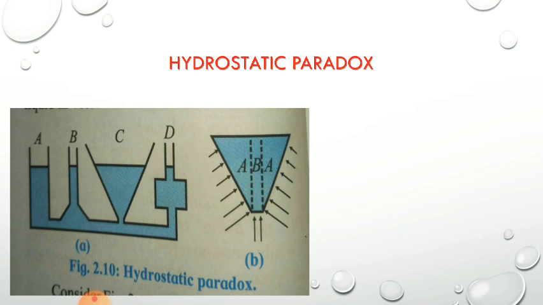The weight of the liquid in section B is not balanced and contributes to the pressure at the base. Thus, it is no longer a paradox. So, a paradox is the contradiction between what we observe and what we expect.